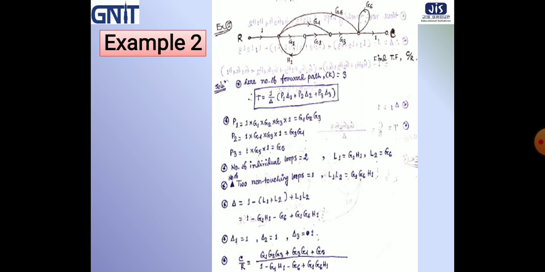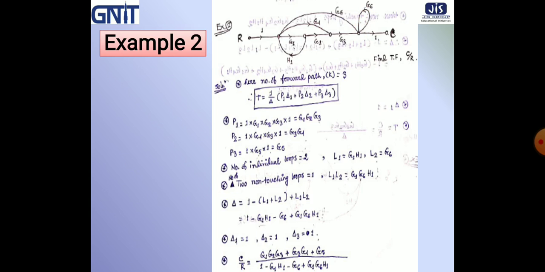Now we have to find the number of individual loops. So here, how many loops are present? So this is one loop, this is one loop, and this is one loop. So here two loops are present. If this is L1, then the transmittance of L1 will be G1 into H1, and if this is loop 2, then L2 will be G6.